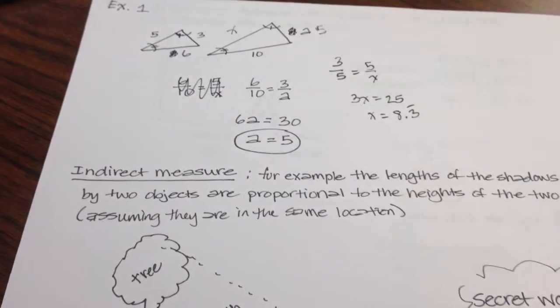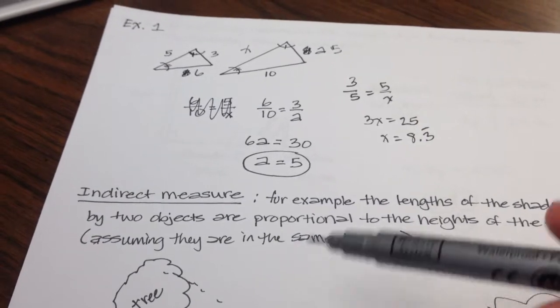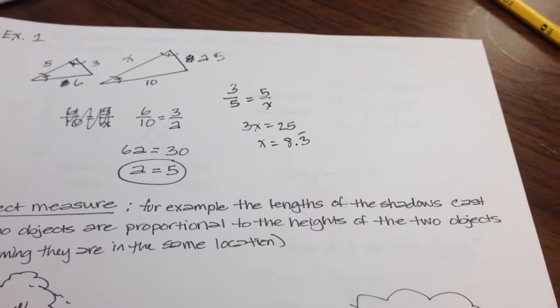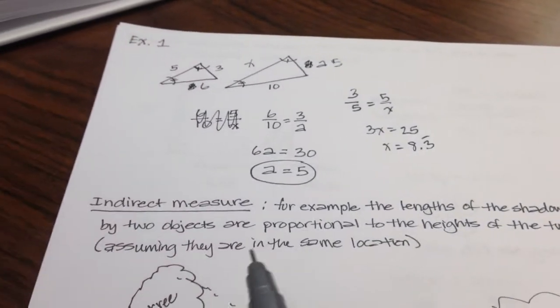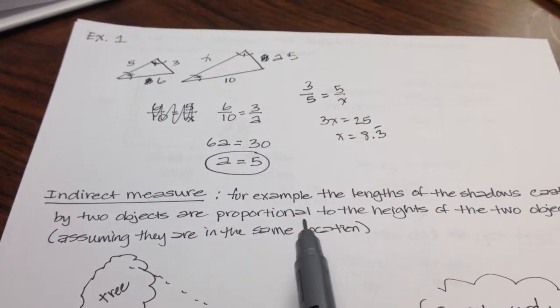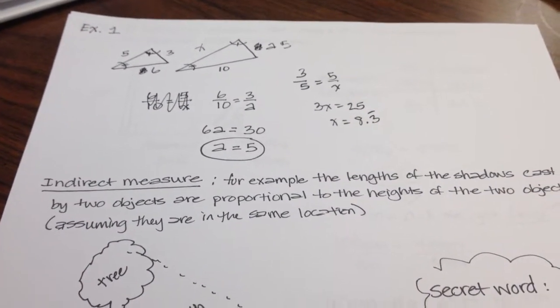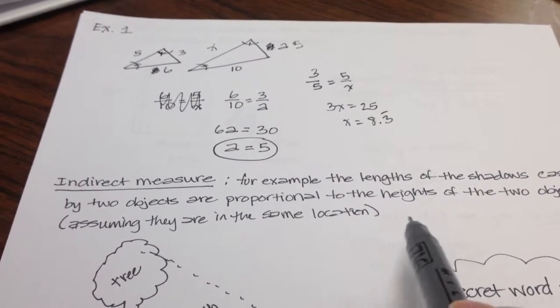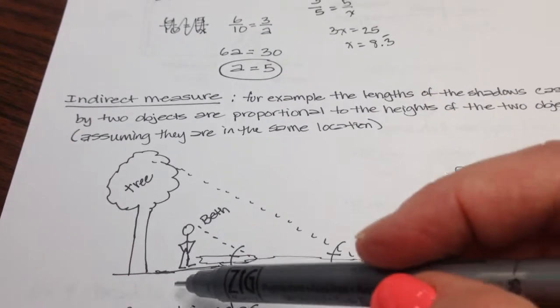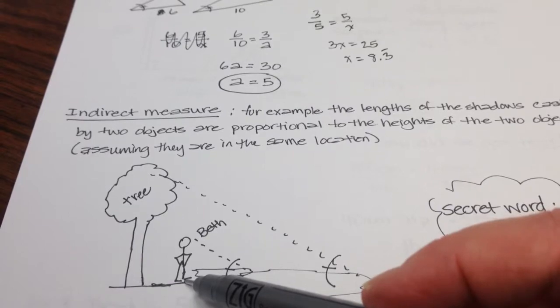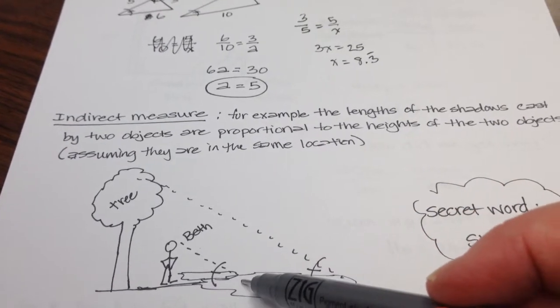So now remember, the other part was indirect measure. You're going to get a lot of problems like this, trust me. For example, the lengths of the shadows cast by 2 objects are proportional to the heights of the 2 objects that are making those shadows, assuming they're in the same location. So here, I have this big tree, and it's casting this long shadow, and then this little girl, Beth, who looks like a stick figure, and she's casting a shorter shadow.